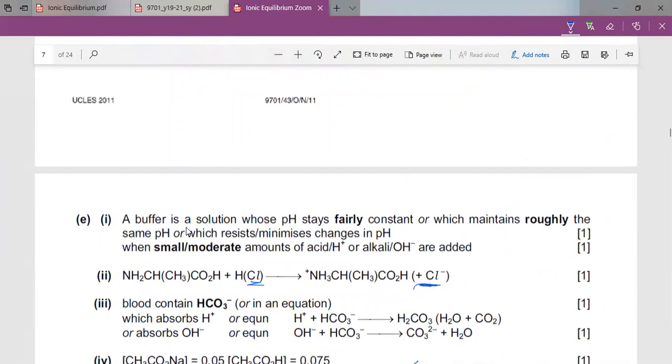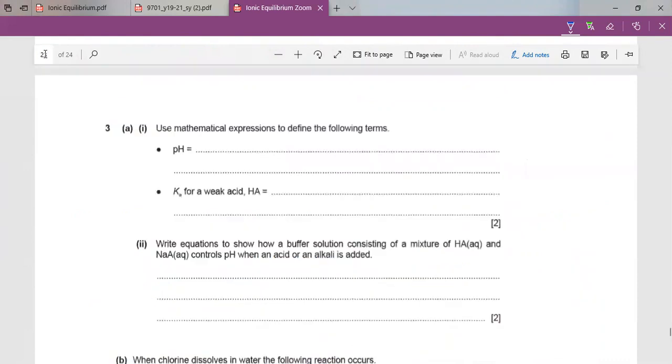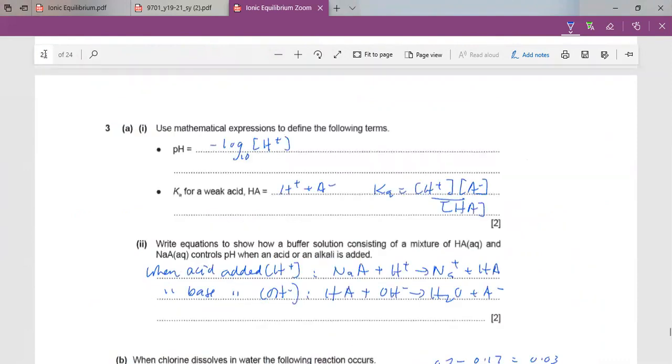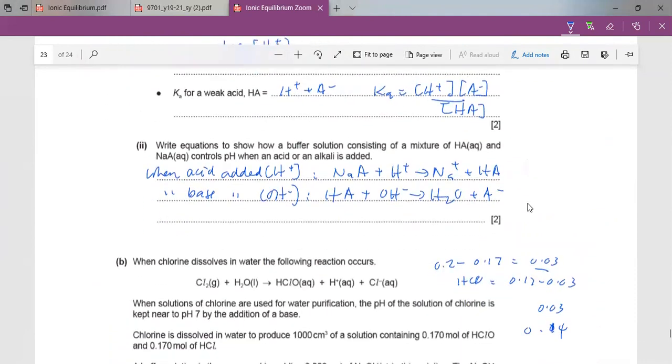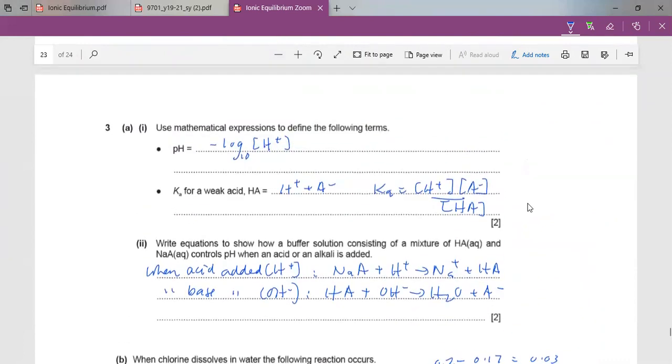Now, the last two questions here are a bit different. Question 22. I took the questions until 2019, so it should give you a pretty good view. Now this one is a bit different. I use a mathematical expression for pH. Ka for a weak acid HA, they want you to write this whole thing down. And this is the answer.